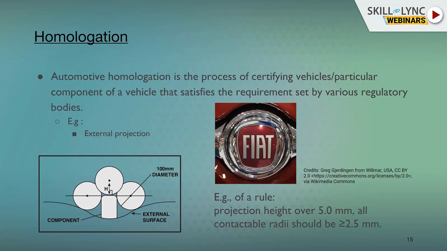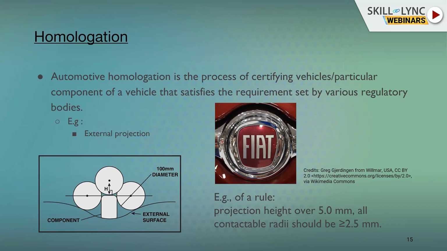What is homologation? Homologation is defined as the process of getting the vehicle approved by regulatory bodies, and in this process, items such as engine size, power output, physical dimensions, and weights are considered. So here, from the studio perspective, they consider the vehicle physical dimensions. For example, the bumper system consists of exterior projections.